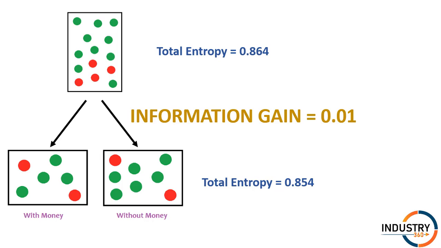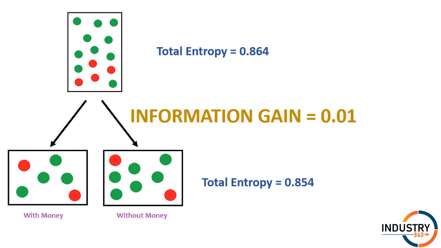So information gain is defined as the reduction in entropy obtained as a result of our split. So with this split, our information gain is 0.01 when splitting on the basis of money. Now we must calculate the information gain for the other two factors as well. So let's do that and see what comes up.